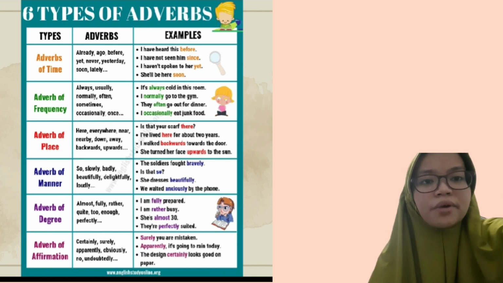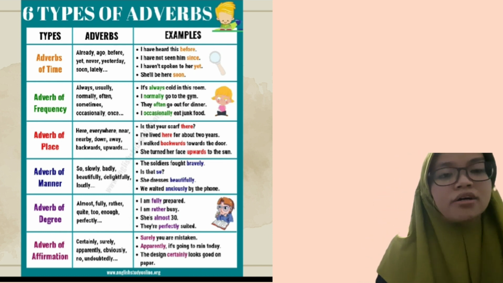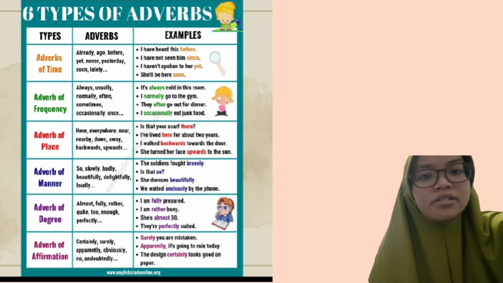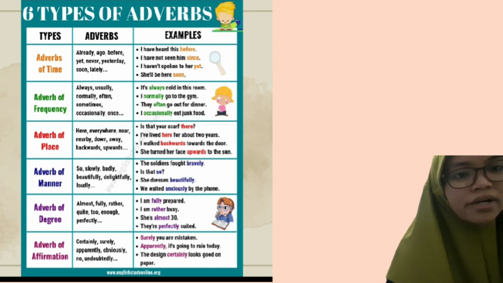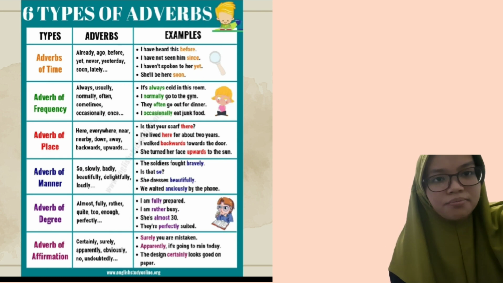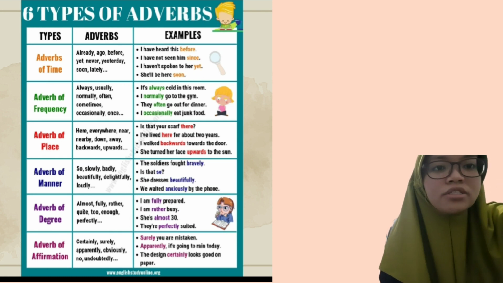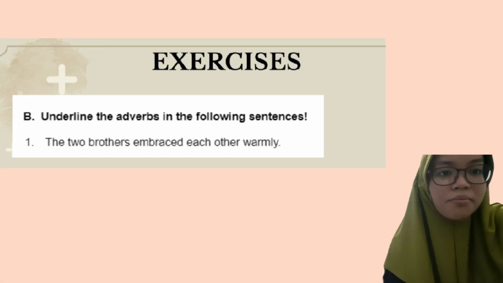Next is adverb of manner. So slowly, badly, beautifully, delightfully, and loudly. Example is the soldiers fought bravely. Next type is adverb of degree. Almost, fully, rather, quite, enough, perfectly. I'm fully prepared. The last type is adverb of affirmation. Certainly, surely, apparently, obviously, undoubtedly. The example is like, surely, you are mistaken.